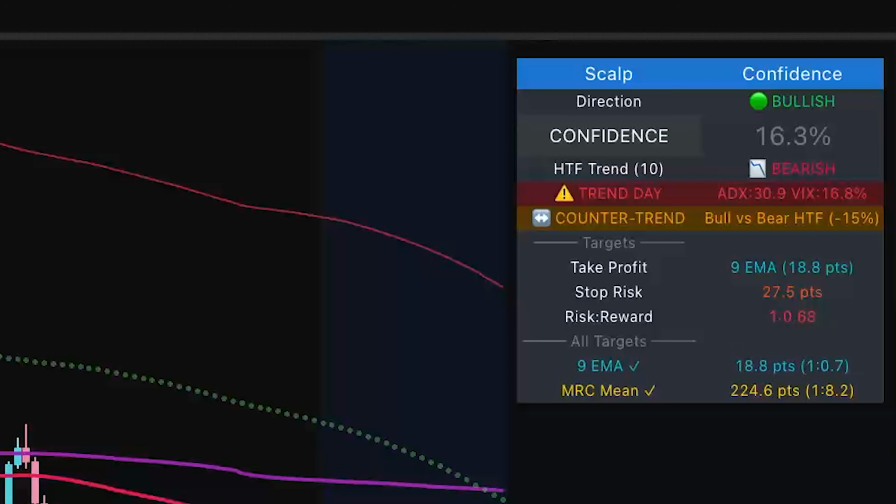This indicates the general trend of the underlying asset based on a 10-minute time frame. Typically, we want to take scalps against the trend, and in this case, on a 10-minute time frame, the trend is bearish. Therefore, we are looking for a bullish scalp opportunity.